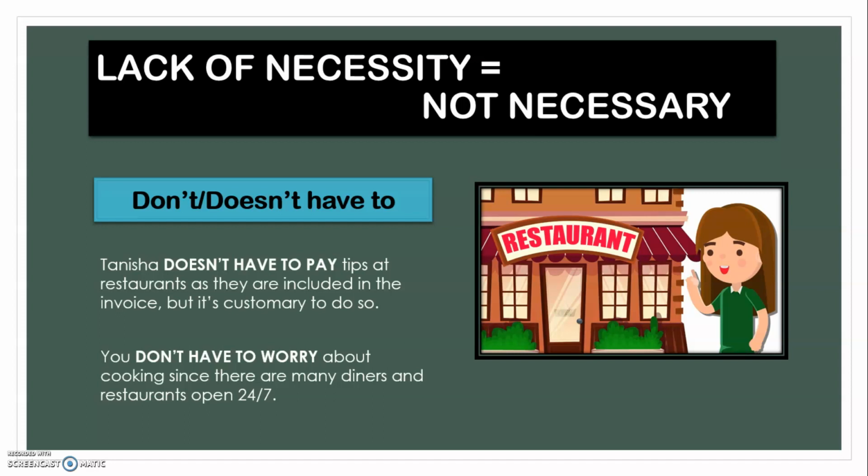As an example, we could see that Tanisha doesn't have to pay tips at restaurants, as they are included in the invoice, but it's customary to do so. Also, you don't have to worry about cooking since there are many diners and restaurants open 24/7. So that's good news for Tanisha.